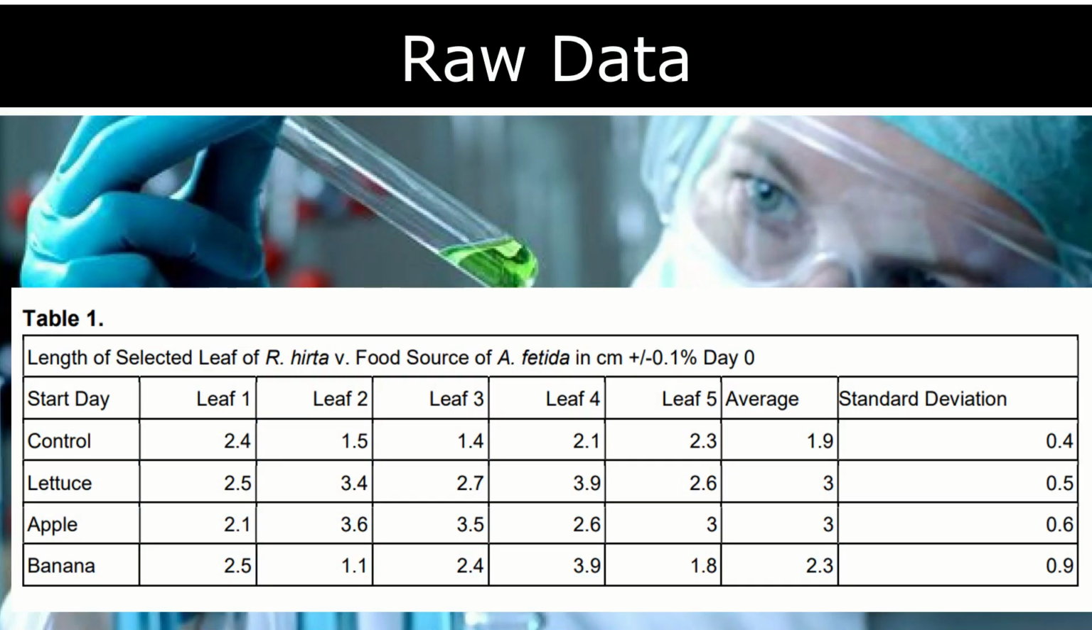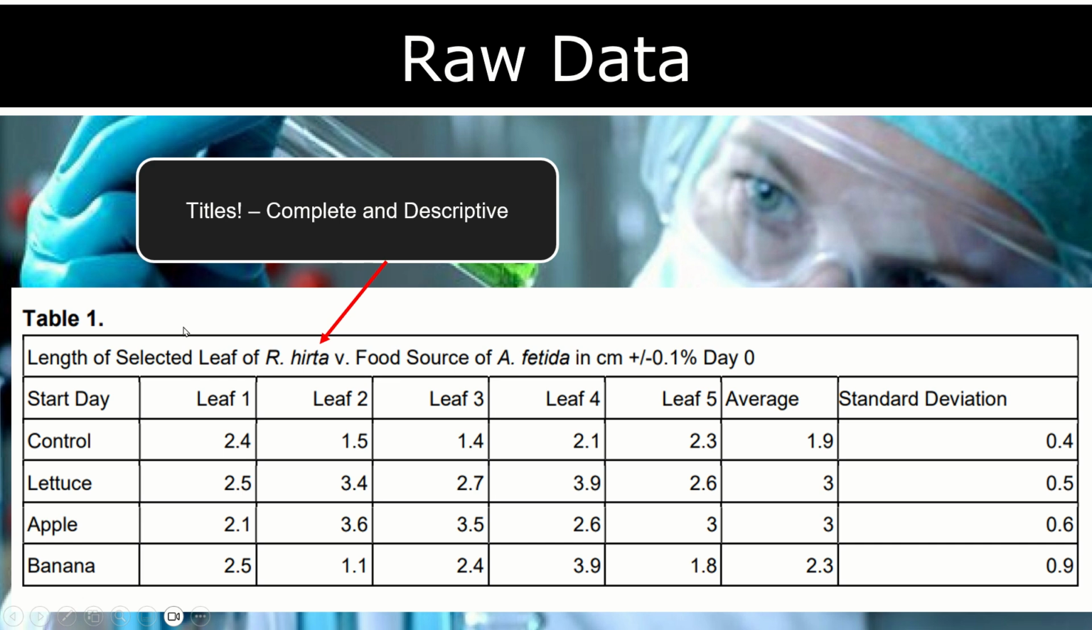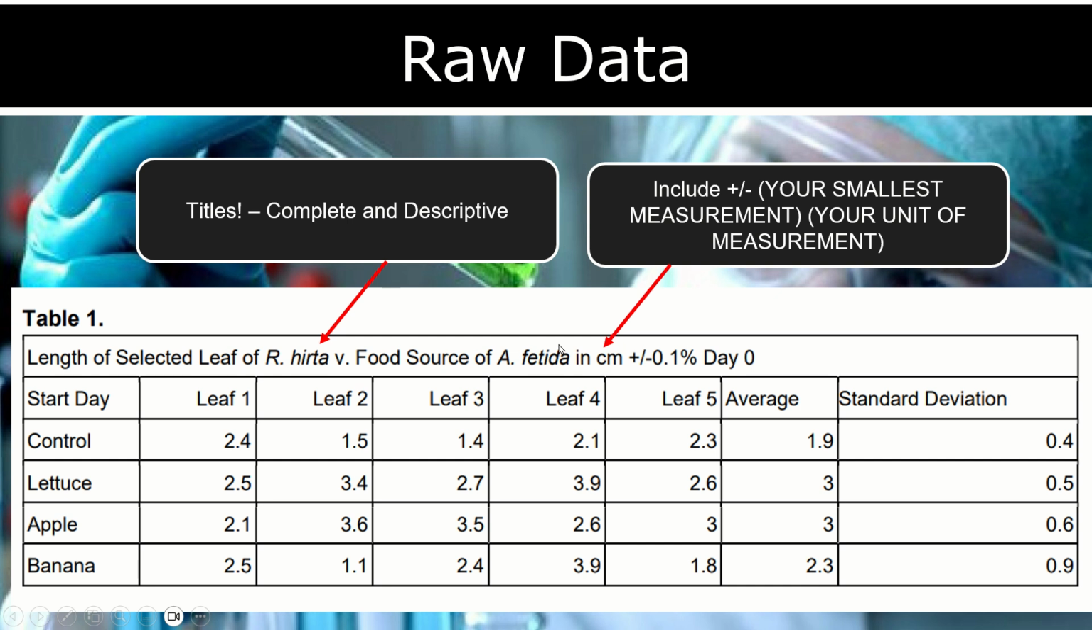The first thing that you're going to have to do, wherever your data is, is enter that data into this specific table format. This is usually your table one. First things first, you need a completely descriptive title. What were you measuring? What species was that in? And what was your independent variable? What were you changing?